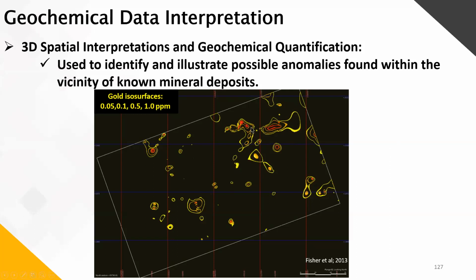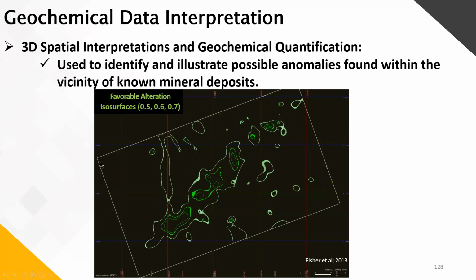We can see that maybe we have folding here. Among folds, sometimes there are traps for gold. What separates these two concentrations? Is there a fault here? So that's how the geology and the geochemistry would be used together to understand these differences.